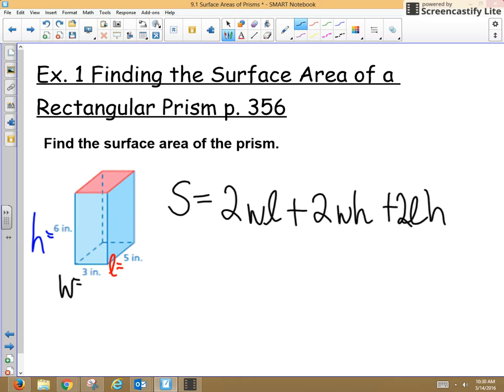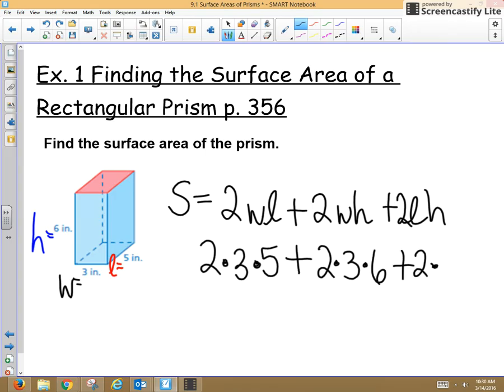Let's do 2 times width times length. We have 2 times the width of 3, and the length is 5, plus 2 times the width, which is 3, and the height, which is 6, plus 2 times the length, which is 5, times the height, which is 6. Now we can simplify. 2 times 15 is 30. 2 times 18 is 36. And 2 times 30 is 60.